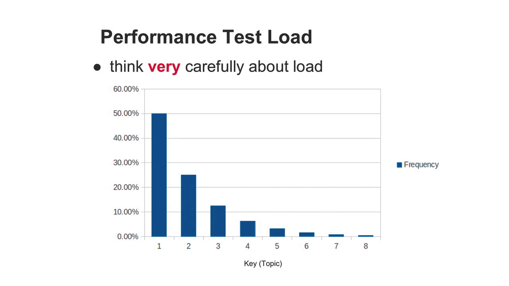So basically, think very carefully what the load of your system looks like, and make sure you get that right in your performance test. What we've done here, like I say, is to pick a Pareto ratio. We have some dominant topics.